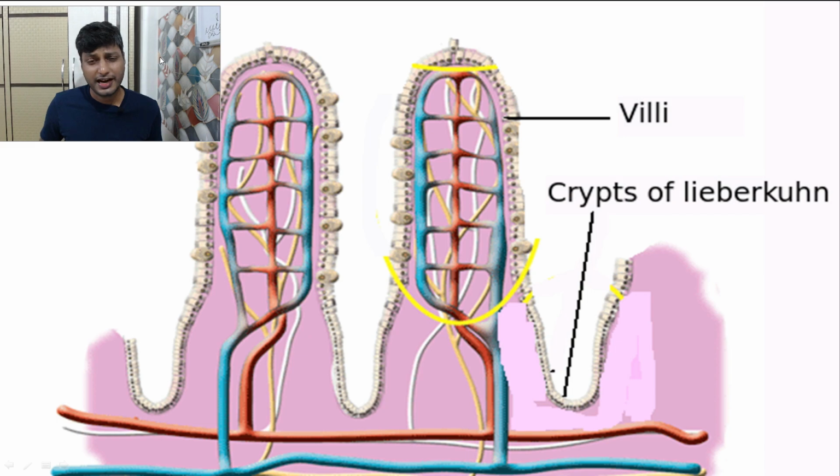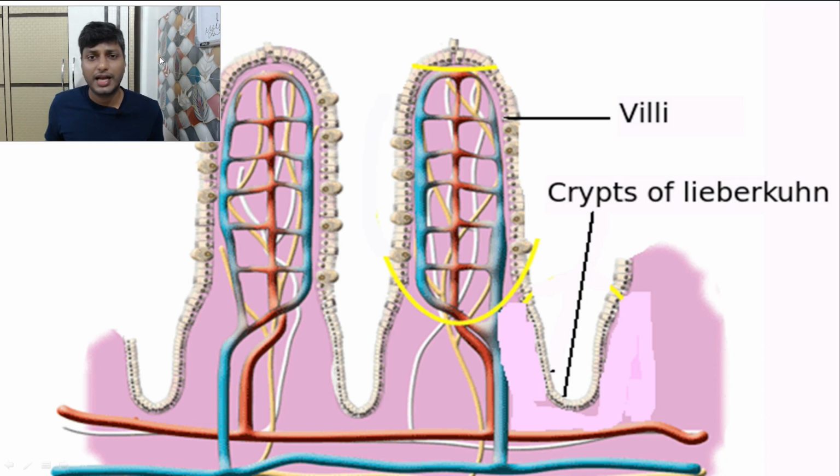Dear students, as we said, the fourth layer of the wall of the alimentary canal, the innermost layer, what is it called? It's known as mucosa, which was divided into folds. The folds were known as villi. Why are the villi important? Because they contain blood vessels as well as lacteals, which help in the absorption of food.